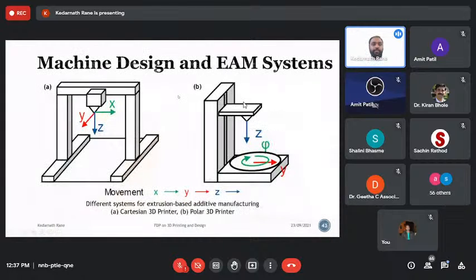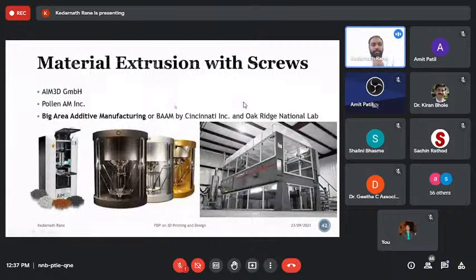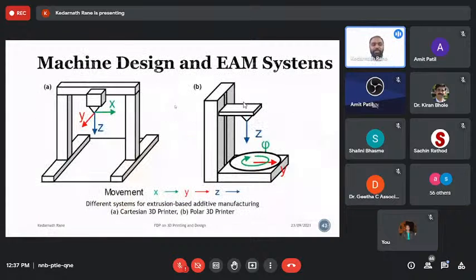When it comes to the design, we see the commercial systems, but all commercial systems are utilizing only 4 kinds of machine designs. One is the very common, very popular Cartesian 3D printer, where you have X, Y, and Z motions constrained through rails, and your extruder is fitted on a rail and you can move it. It's similar to polymer extrusion, polymer 3D printing machines.